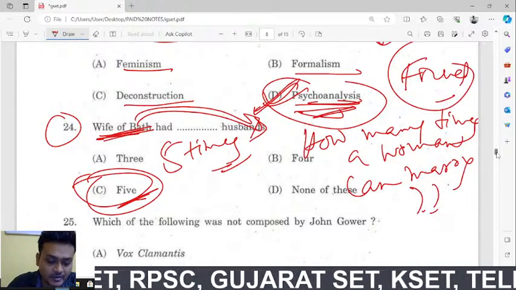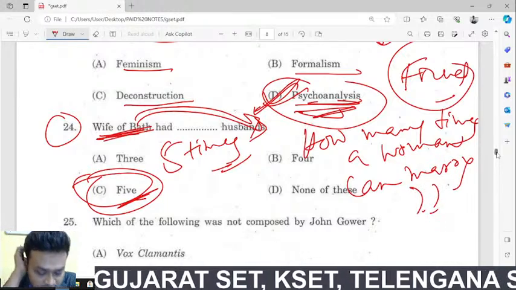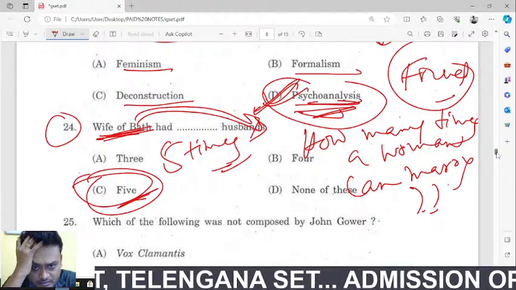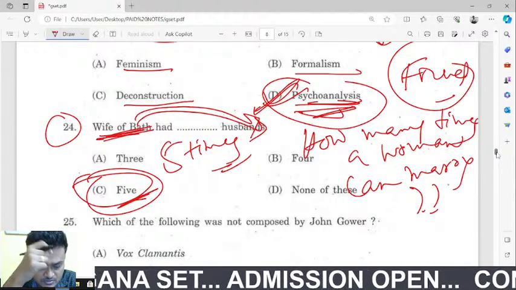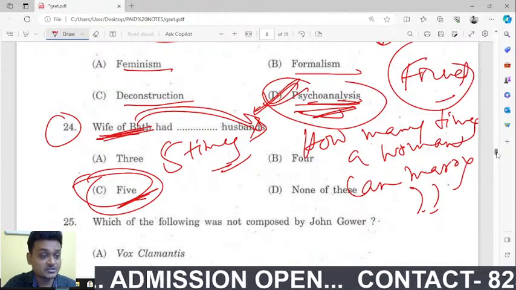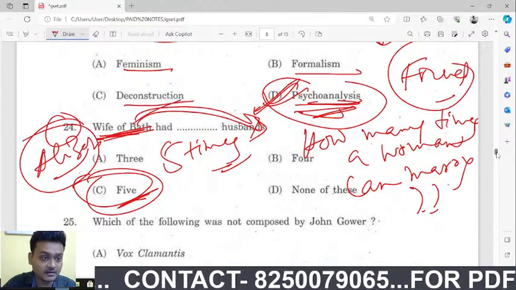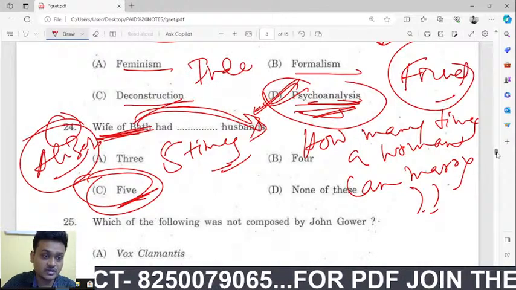It is not prescribed by Jesus Christ, and this is how he is defending. So here the wife of Bath is actually, who is Alison? Alison is the wife of Bath. Okay, she is independent.